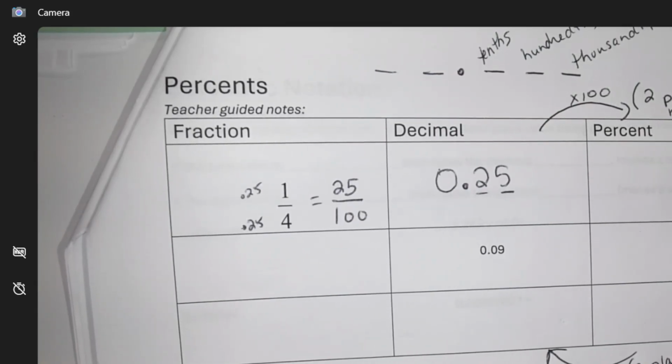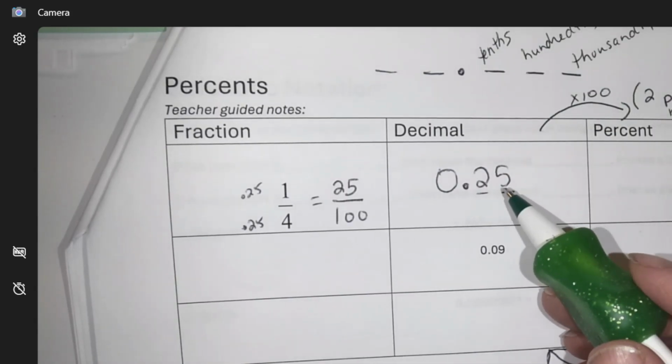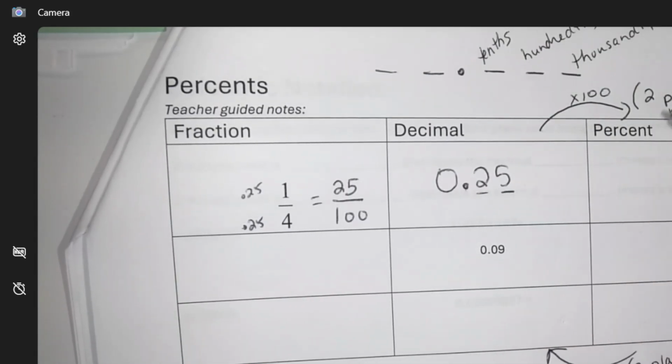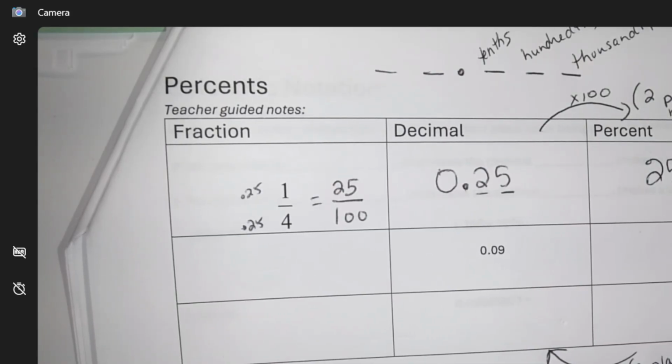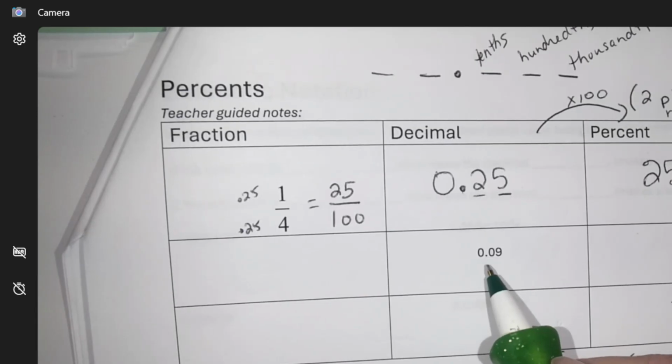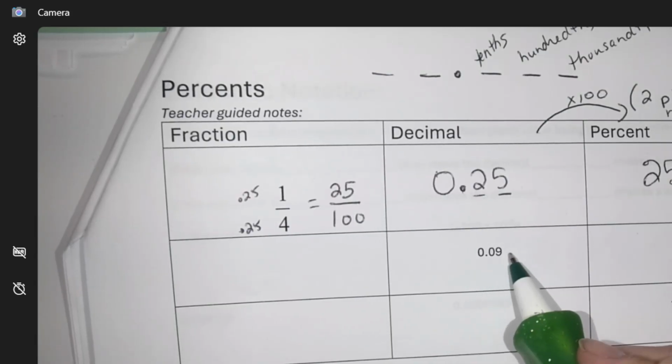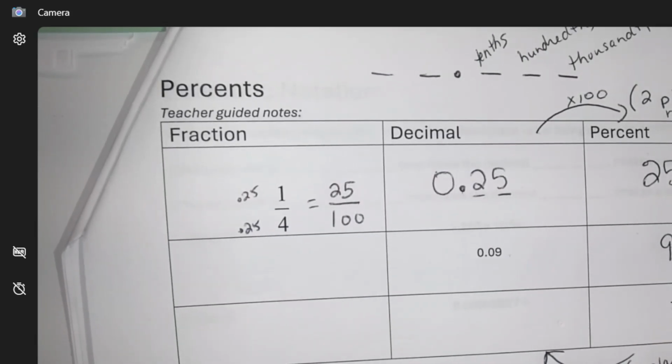Would that be something you've learned? Moving decimals. Okay, so percent. I need to times this by 100, so I'm going to go 1, 2, so 25%. Okay, decimal to percent. I'm going to do this one times by 100, so 2 places. 9%.